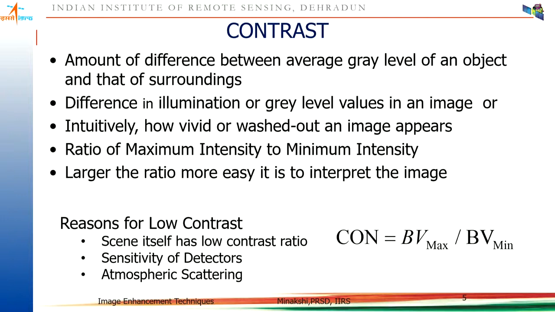So if I have to define it mathematically in terms of digital numbers, we know my digital numbers are DN values, intensities. So I can say it is a ratio of maximum DN value to minimum DN value, or ratio of maximum intensity to minimum intensity. I can call it DN, I can call it brightness value, BV, or anything. So larger this ratio, it's easier to interpret the image. So that is contrast in an image, ratio of maximum to minimum DN values.